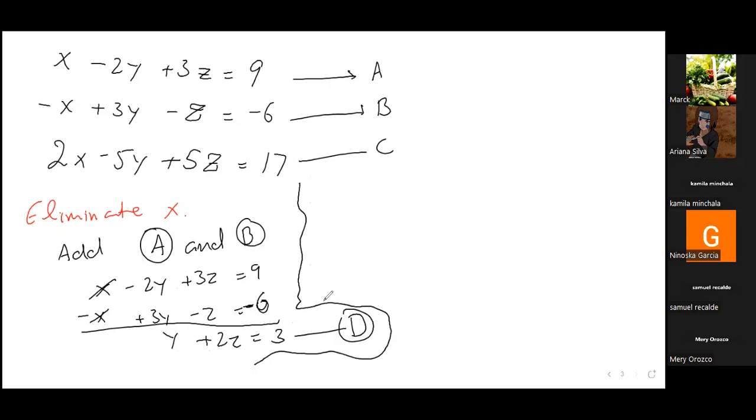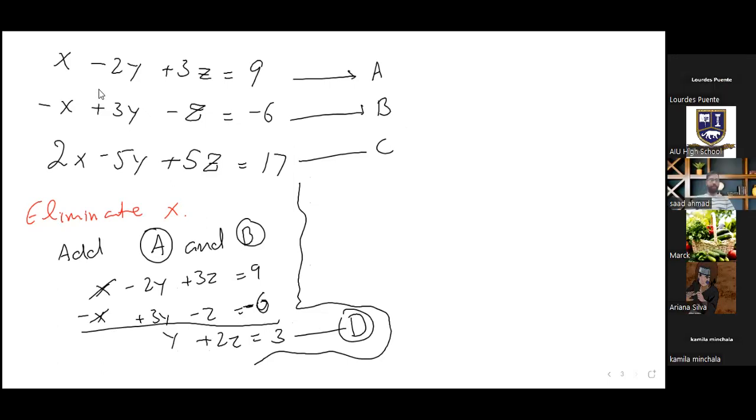All right. Now what we do is pick another pair of equations. So let's say we pick A and C. But to do that, we can see that the coefficients of x in A and C are not the same. The coefficient in A is 1 and in C it is 2. And they have the same sign. This one is plus, this one is plus.